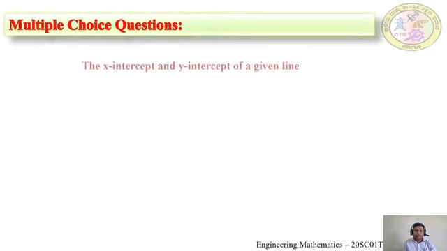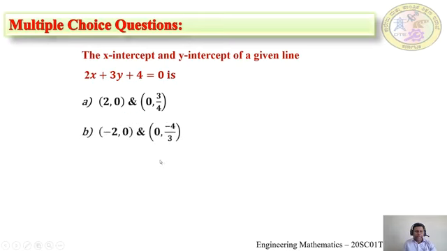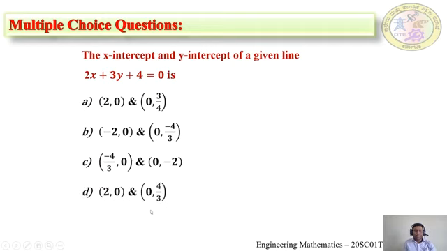Then we'll go for another multiple choice question here. The x-intercept and y-intercept of the given line 2x plus 3y plus 4 equal to 0 is. They have given the straight line 2x plus 3y plus 4, and we have to check its x-intercept and y-intercept. The first option is 2 comma 0 and 0 comma 3 by 4. Second option minus 2 comma 0 and 0 comma minus 4 by 3. Third option minus 4 by 3 comma 0 and 0 comma minus 2. And fourth option 2 comma 0 and 0 comma 4 by 3. These are the 4 options they have given.